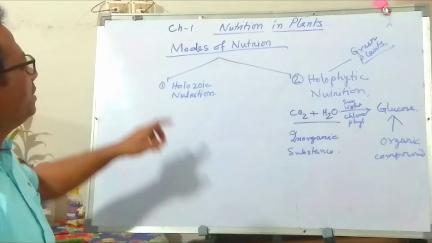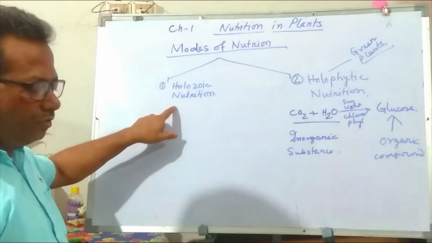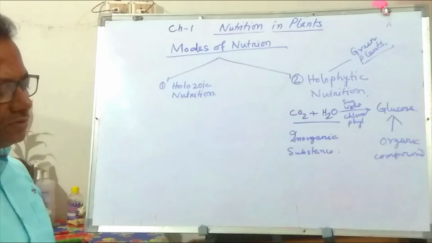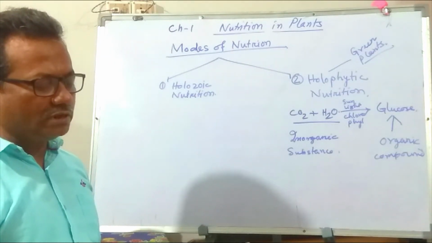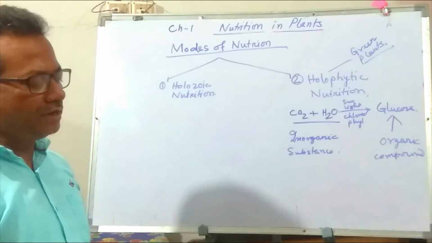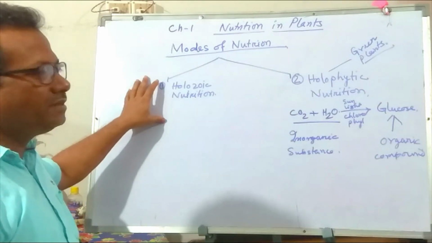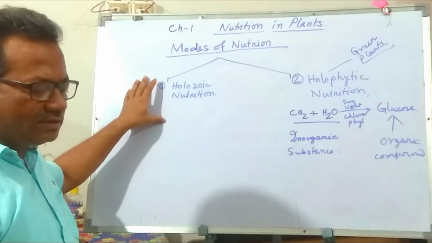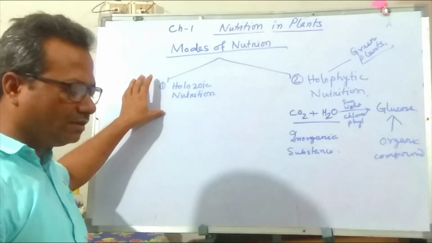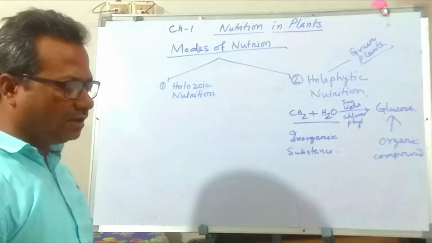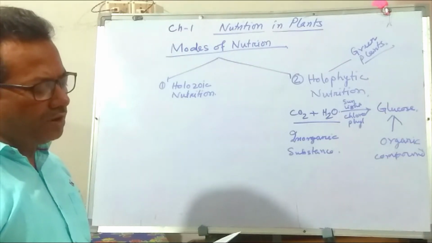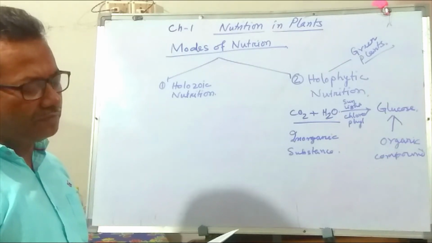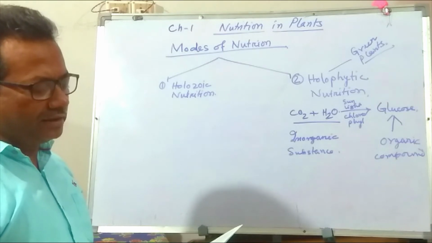Holozoic mode of nutrition, number 1. In most animals and in human beings, the mode of nutrition is of Holozoic type. In case of animals, the nutrition in which digestion takes place is called Holozoic type of nutrition. Holozoic nutrition involves ingestion, digestion, absorption, assimilation, and egestion.